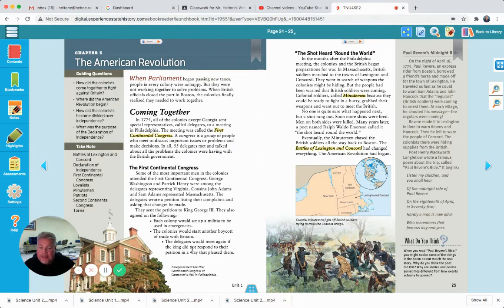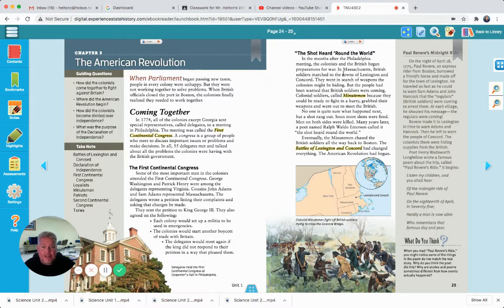Then these are the 3 things they also agreed on. Well, let's see what happens. It looks like the shot heard around the world happened. In the months after the Philadelphia meeting, that First Continental Congress, the colonists and the British begin preparations for war. It doesn't sound like the king liked their letter very much if they're preparing for war. He must not have done what they said, and I'm not surprised. He's the king. He's not going to listen to little old colonists.